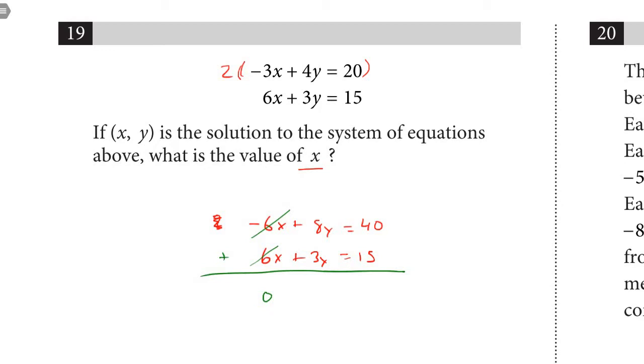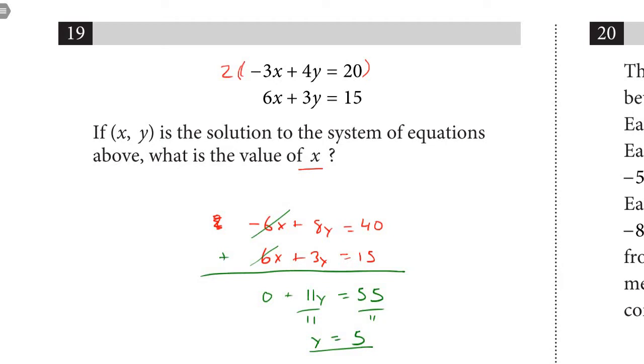Now, 8y plus 3y, that gives us 11y. And that is equal to 40 plus 15, well, that's 55. So then if you divide each side by 11, we'll solve for y. And y is going to be equal to 5. Great. We don't need y, but we do need x.